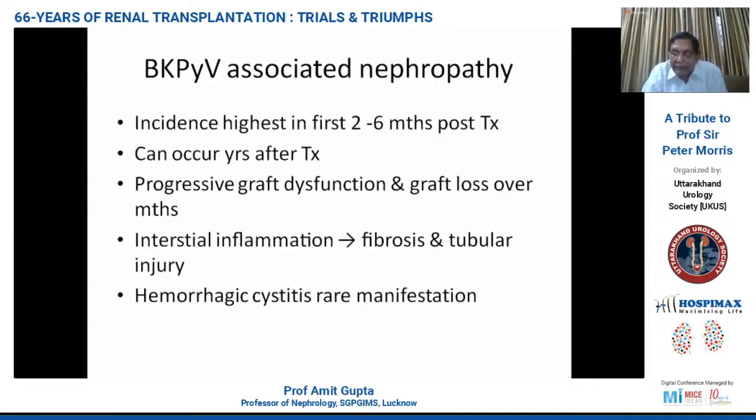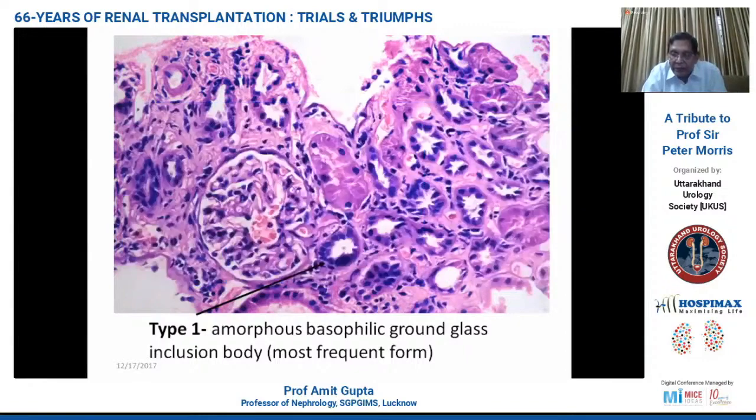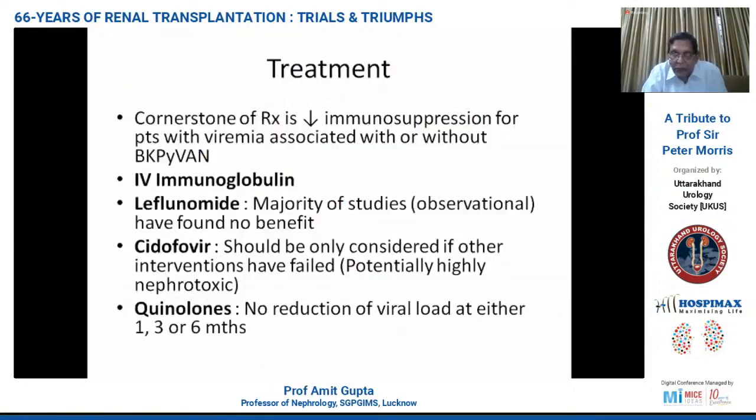The incidence is highest in the first 2 to 6 months, but it can occur years after transplantation, and it can lead to progressive graft dysfunction and graft loss. It can lead to interstitial inflammation, fibrosis, and tubular injury. If you do a biopsy, you can see intranuclear basophilic viral inclusions without a surrounding halo. You can see tubular injury, which leads to tubulitis, and extensive tubulitis is difficult to differentiate from graft rejection. Here you can see the amorphous basophilic ground glass inclusion body, which is the most frequent form.